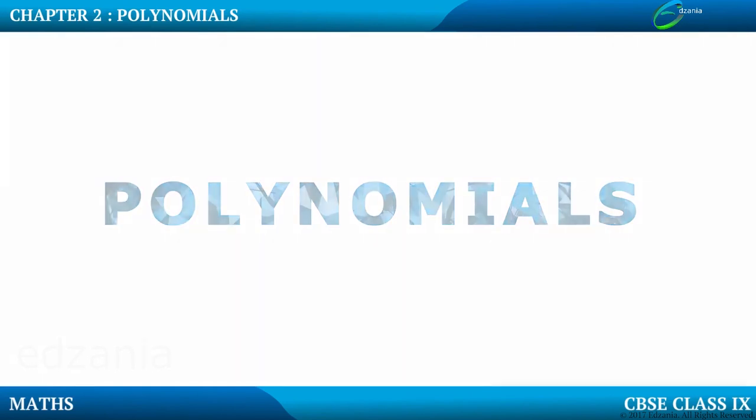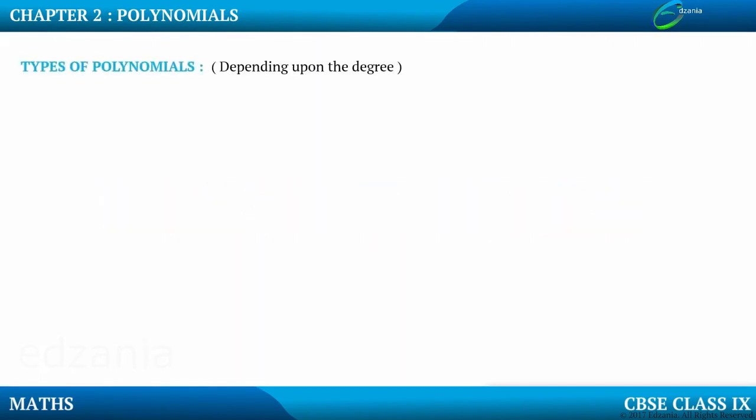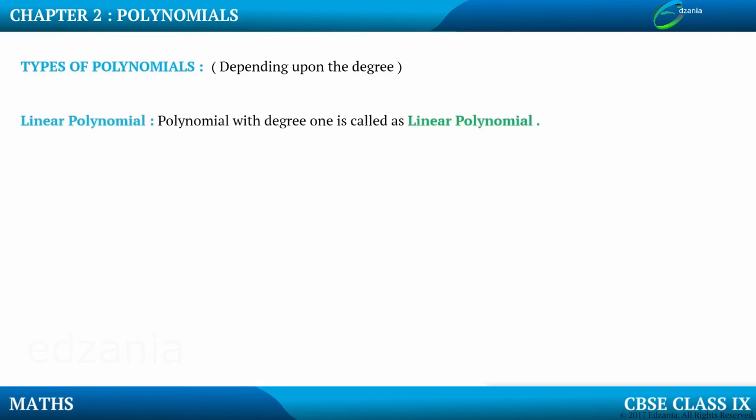Polynomials. Let us move on to the next topic, types of polynomials. Now there are different types of polynomials depending upon the degree. Depending upon the degree means depending upon the highest power. So let us see the first type, linear polynomial.